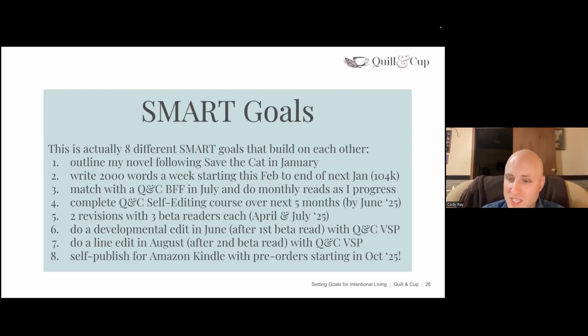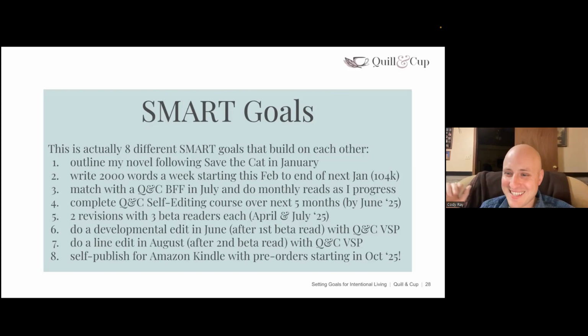Once I have a reasonable first draft finished, then I can go through the Quill Cup self-editing course, which is now going to launch. Okay, calm that down. Maybe I expect that'll take 5 months. Thank you for dancing. That'll take 5 months, which puts me into June 2025, right? So this is already a multi-year goal, but it's realistic and attainable because I haven't said I'm going to do all of this in 3 months.